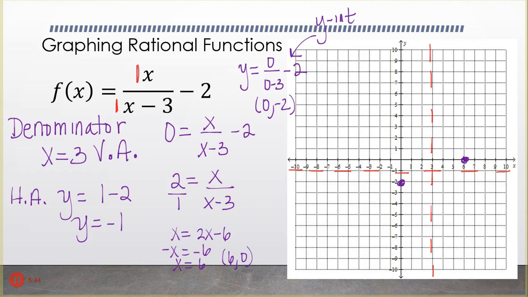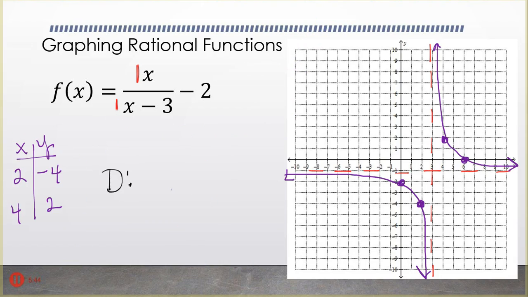Okay, so we don't have quite enough to make our graph. So at this time, I am going to plot in some more points so I can get a clearer picture of what's happening in this function. You can choose any points. I am going to choose 2 and 4. So I substituted in 2 and I got a y value of -4. And then I substituted in a 4 and I got y equals 2.